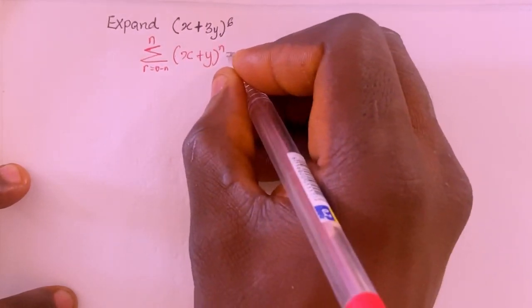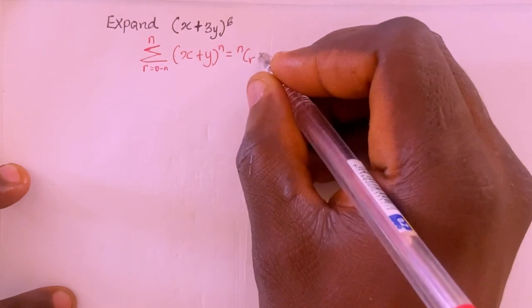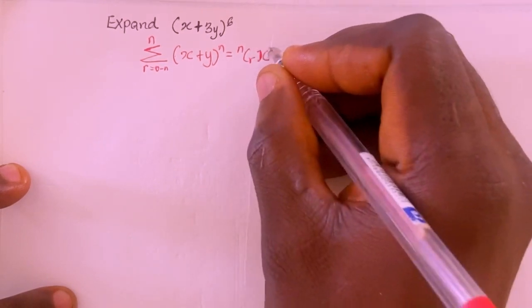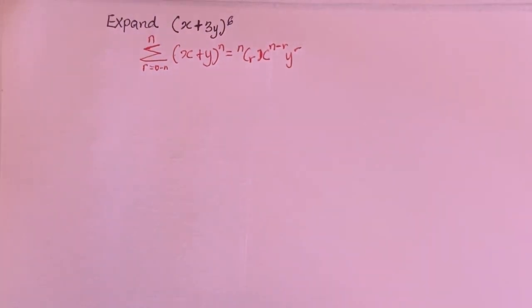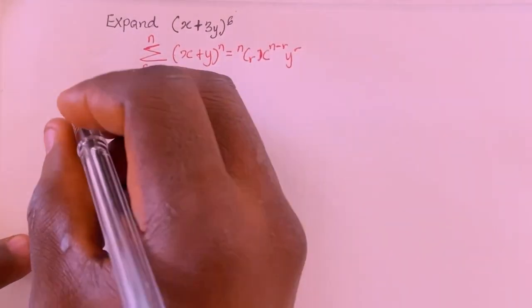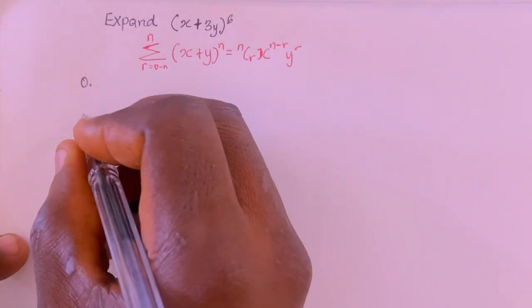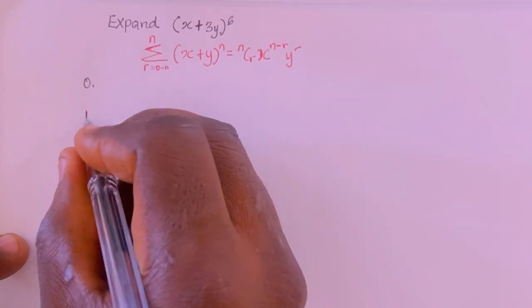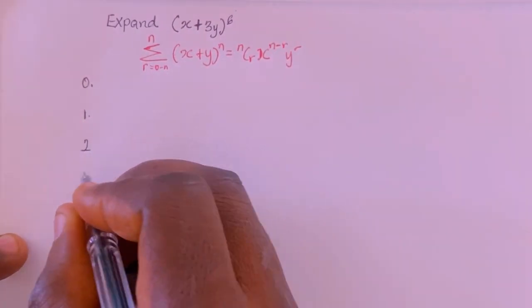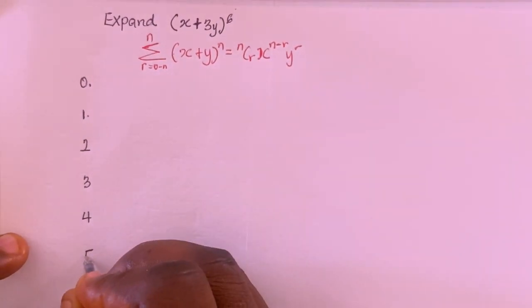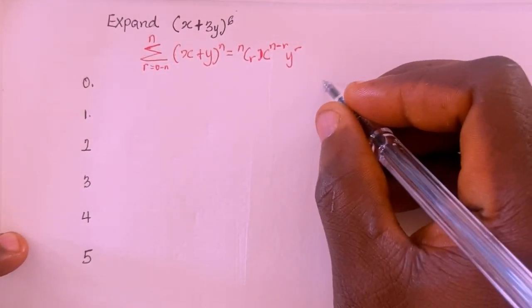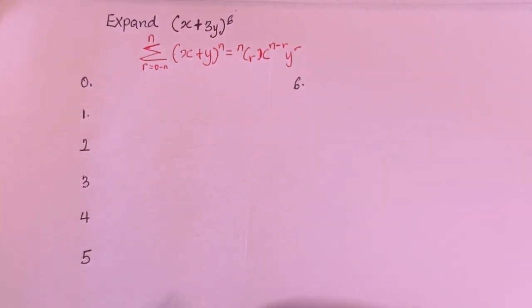We have (x + y)^n, which equals the summation of n combination r, x^(n−r), y^r. Since I'm having 6 terms, I can say the first one is r = 0, then 1, 2, 3, 4, 5, and 6. So now let's start.